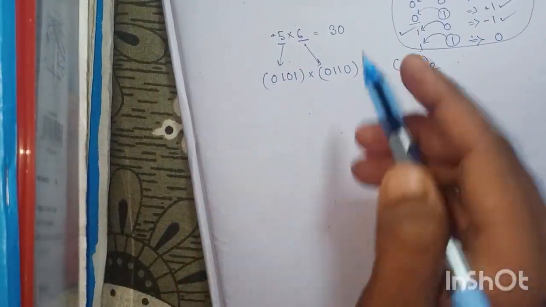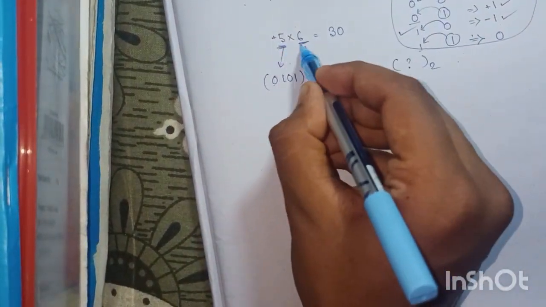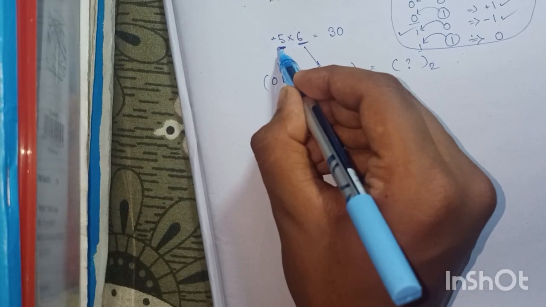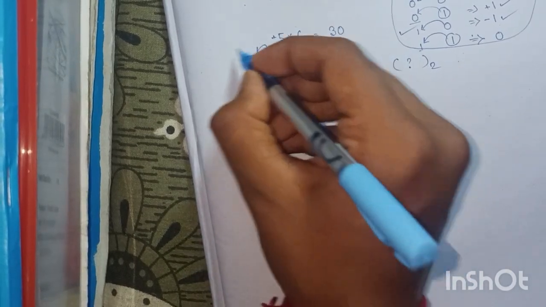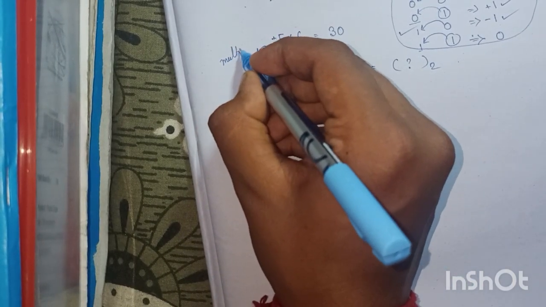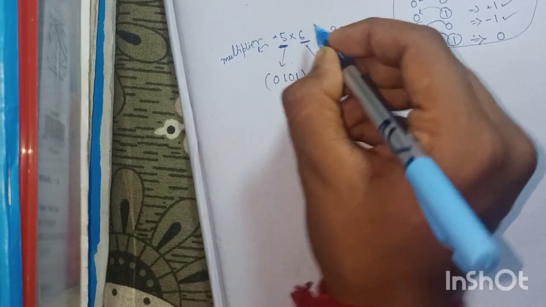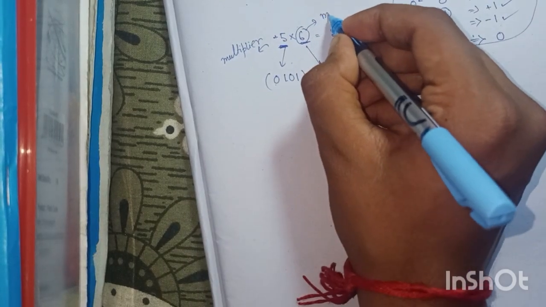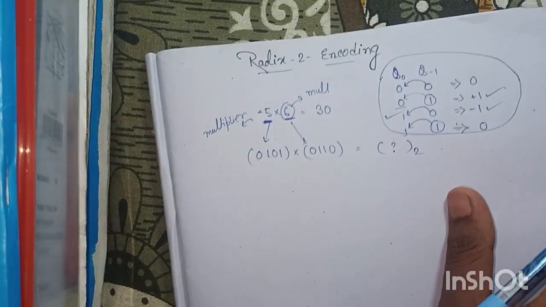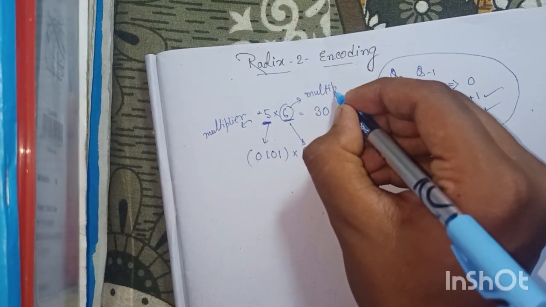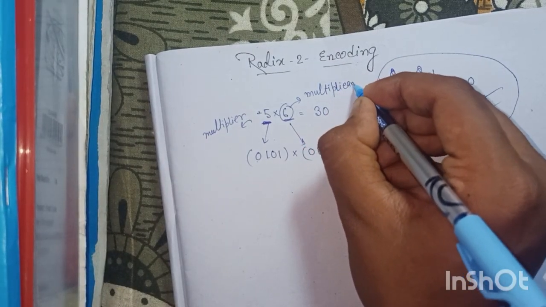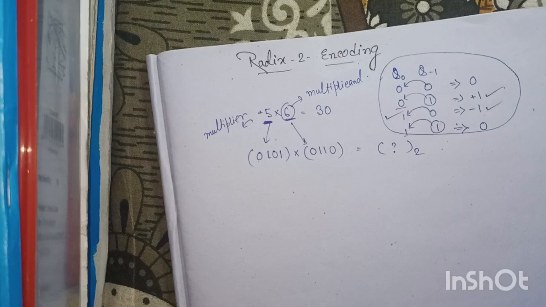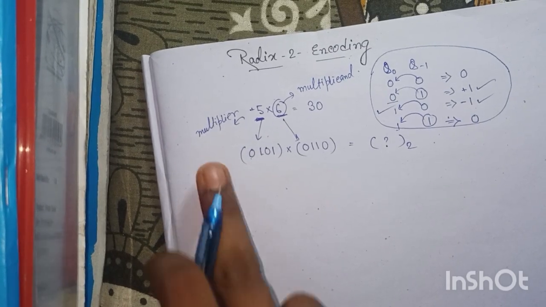Why am I saying this? Because as you all know, 5 is known as the multiplier, and 6 is the multiplicand. Okay, just have a look over here. You just need to multiply 6 and 5.